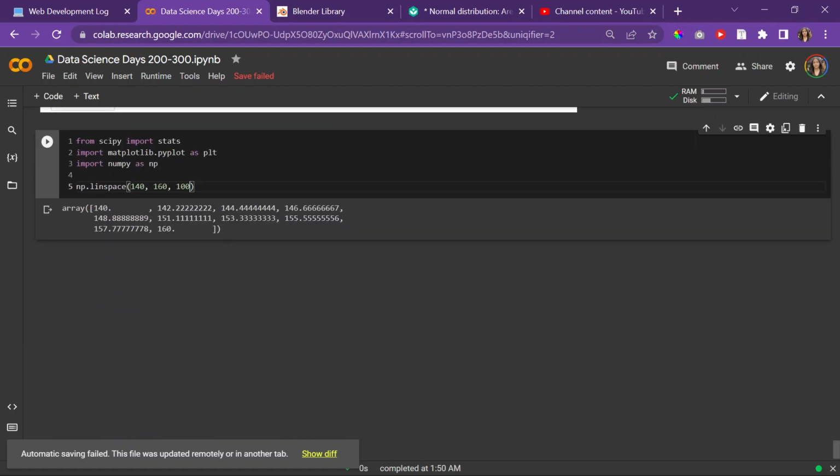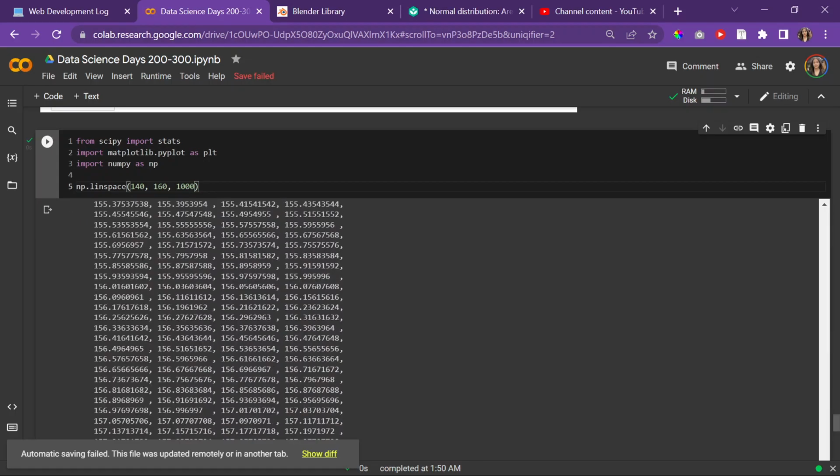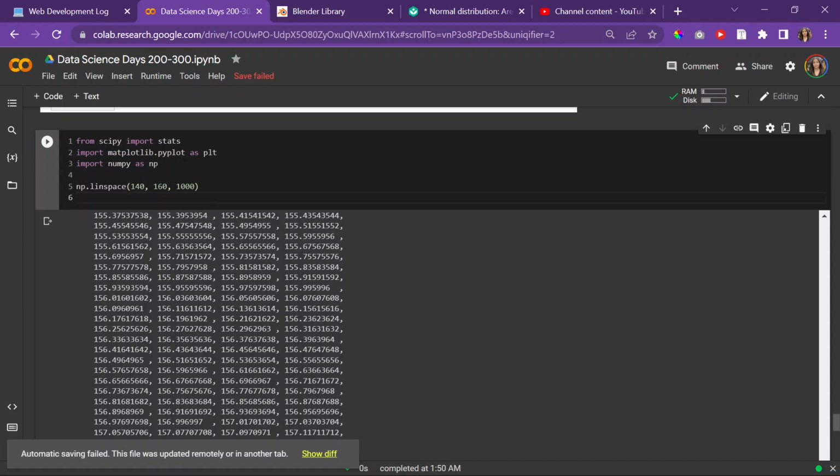But we want 1,000 values because the more data values we have, the more normally distributed it is. That's large counts. Basically we're going to set that equal to our x values because we want to calculate the area for each value respectively.